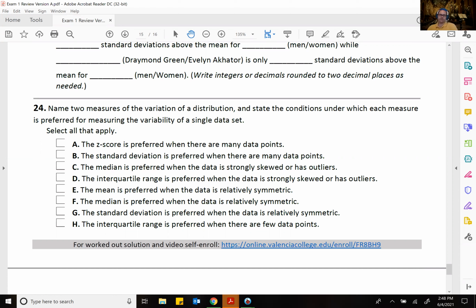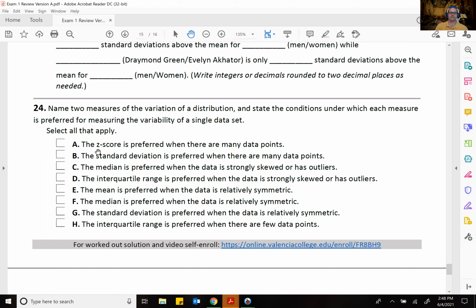Because variation for our displays: standard deviation is variation when you are symmetric. Interquartile range is our variation when you are skewed. So those are the two variations. You don't talk about mean or medians because those talk about the center of the data, not variation. Don't click on C and don't click on E because those are about the center, not the variation.